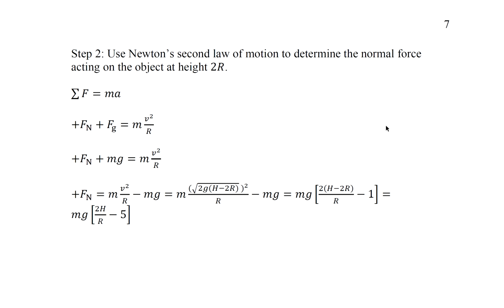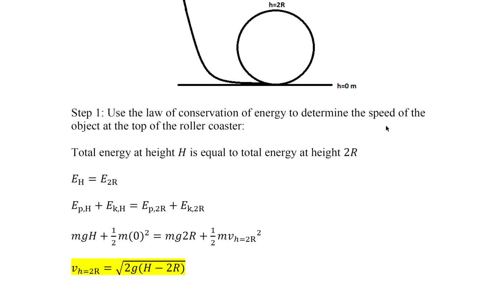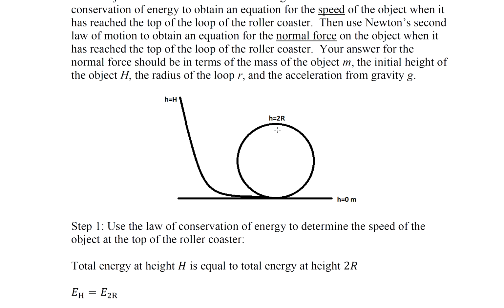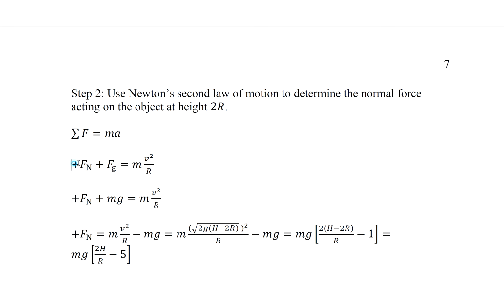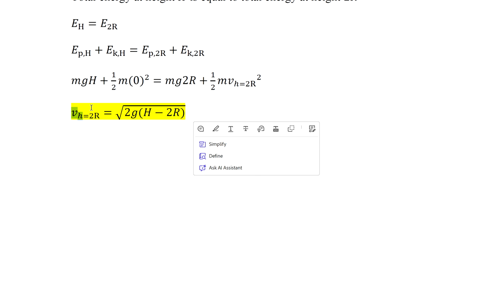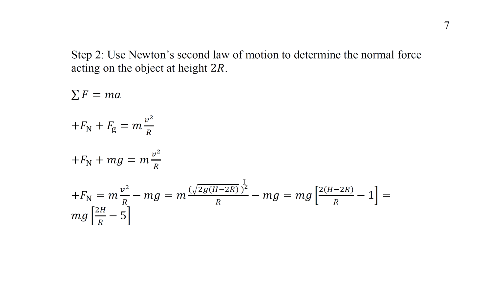Step 2, use Newton's second law of motion to determine the normal force acting on the object at a height 2r. So at a height 2r, what forces do we have? We have the normal force and the force of gravity. Sigma F equals ma. And in circular motion, acceleration is v squared over r. v is what we obtained here. So this is the equation for the normal force. Pretty funky.